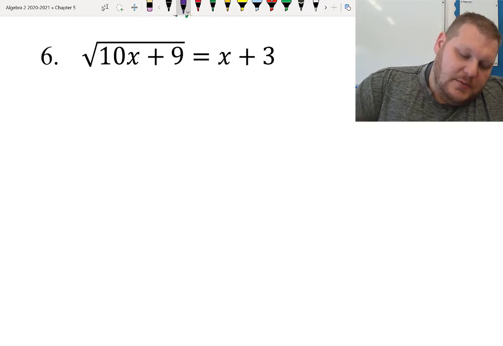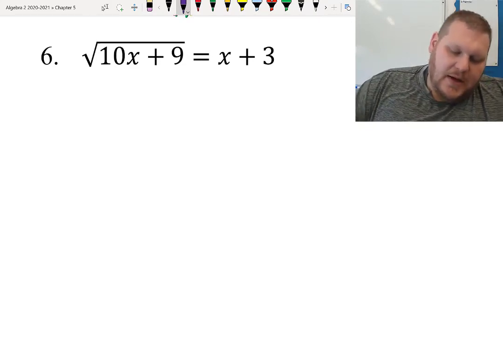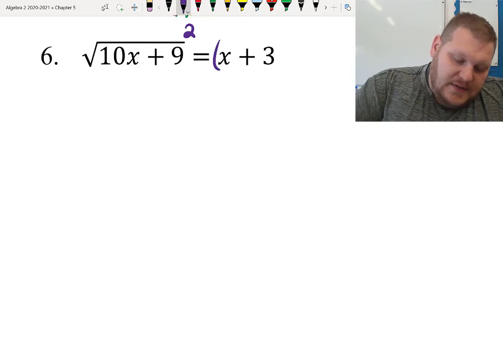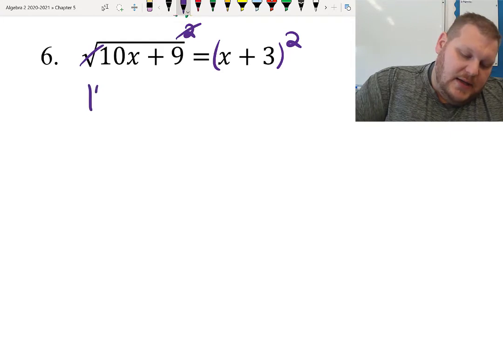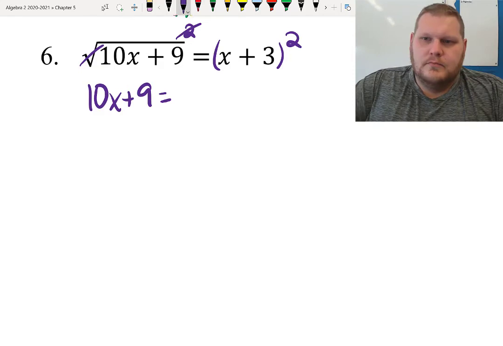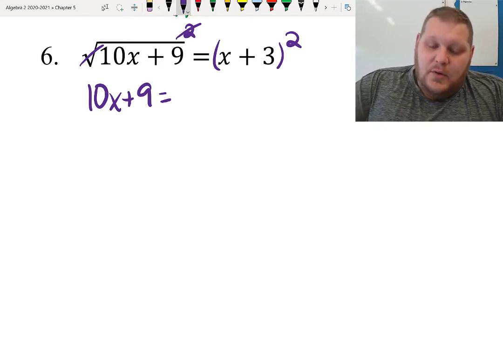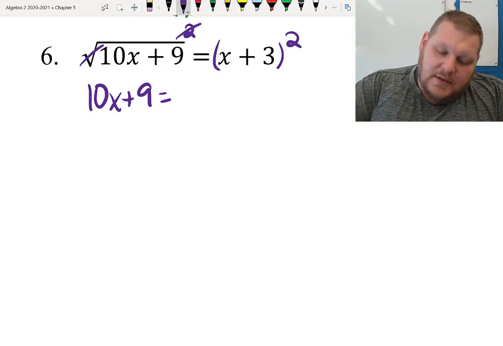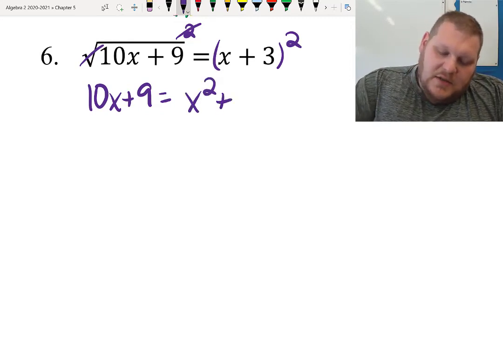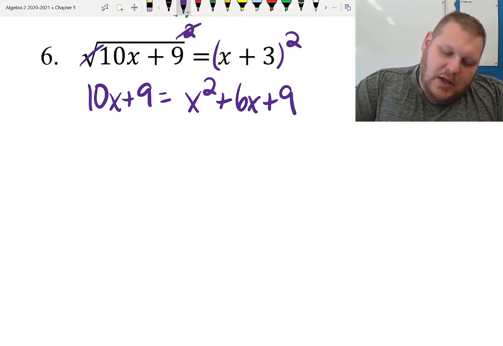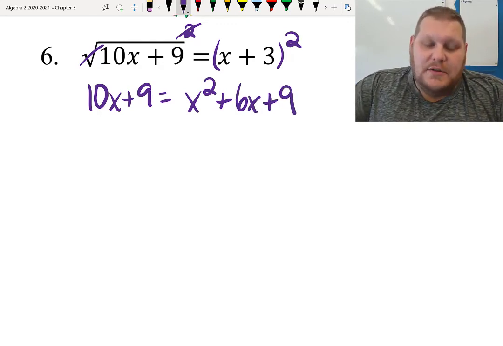All right, so taking a look at the last one, number 6. I've got my square root isolated right away, so I can square that left side and do the same thing to the right. So my square root and my squared cancel out, leaving me with just 10x plus 9. Squaring that right side, we have to know that x plus 3 squared is really x plus 3 times x plus 3. So you can go through and FOIL, firsts, outsides, insides, lasts. We should end up with x squared plus 6x plus 9 when we fully expand that out.